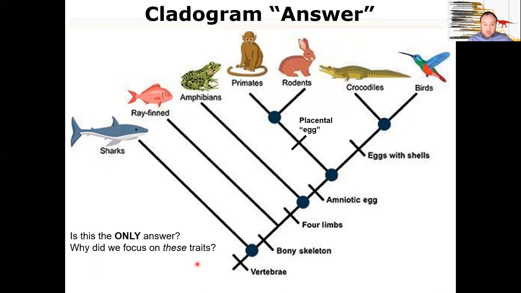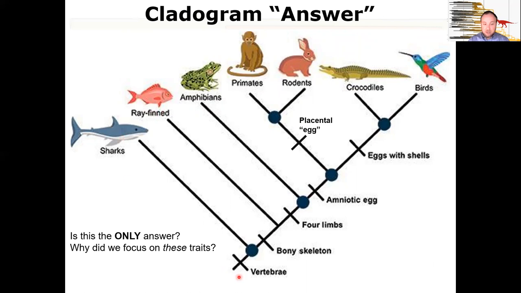Why did we focus on these particular traits, which I'll walk through in a second? The answer is those are the ones we chose. Those are the ones that we placed value on. Those are the ones that we thought best discriminated these groups into related clades that share a common evolutionary history with each other. You might use something else, but let's walk through.